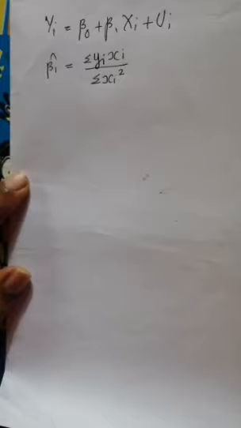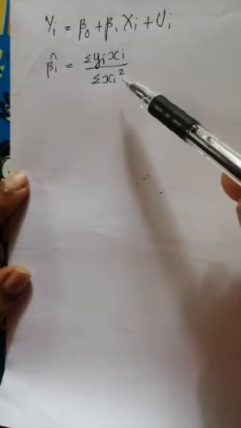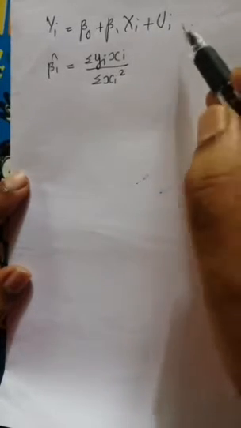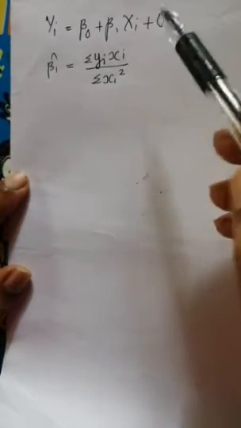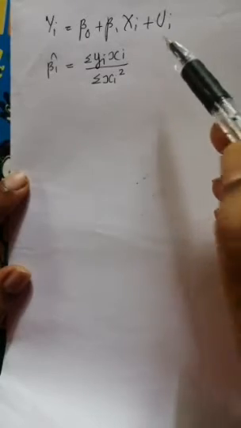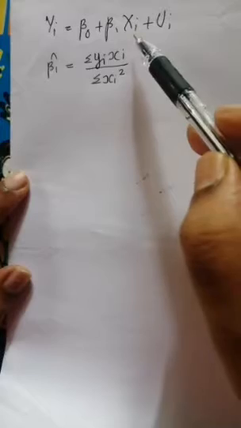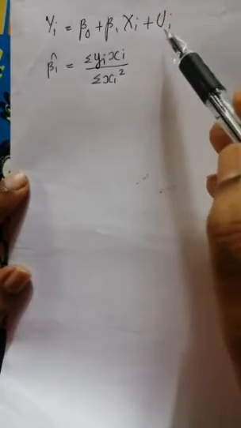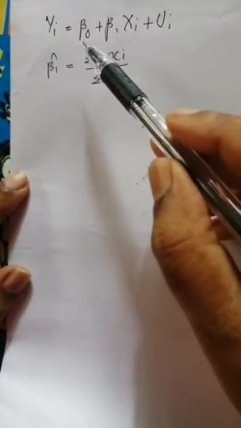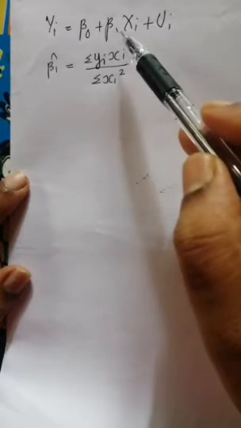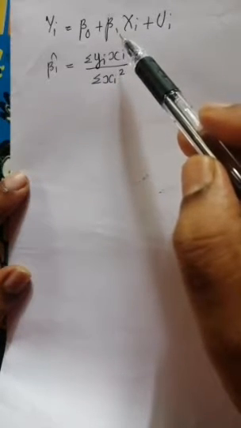Then let us derive how to get this formula from the two variable regression model. This is the two variable regression model, which we call the population regression function. Here yi is the endogenous variable, xi is the exogenous variable, ui is the random variable, and the two coefficients are beta 0, the intercept term, and beta 1, the slope coefficient.